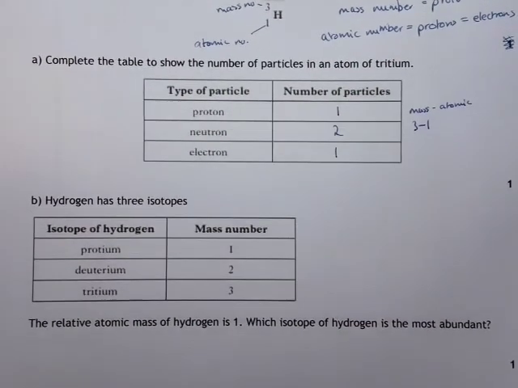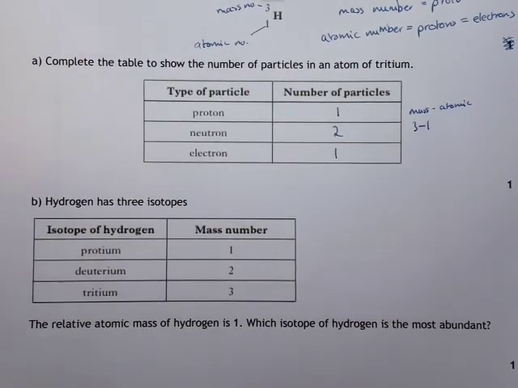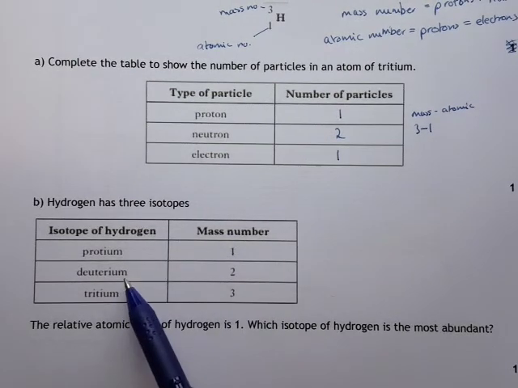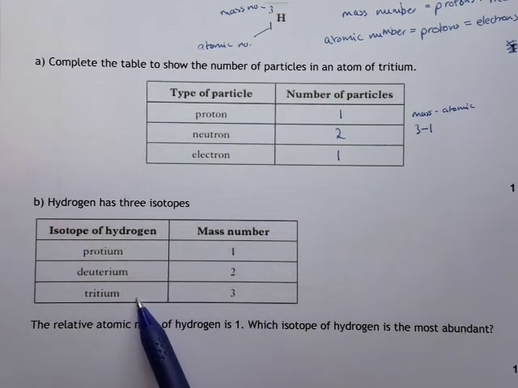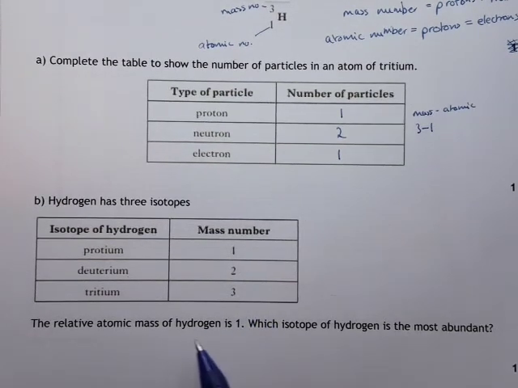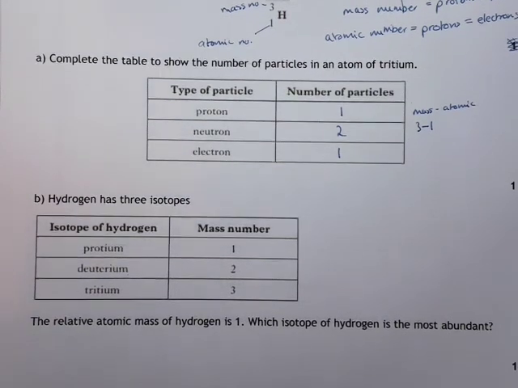Okay, and then it says hydrogen has 3 isotopes. So we've got protium with a mass number of 1, deuterium with a mass number of 2, and tritium with a mass number of 3. And it says the relative atomic mass of hydrogen is 1. Which isotope of hydrogen is the most abundant?